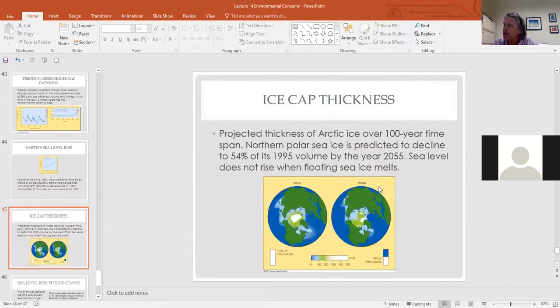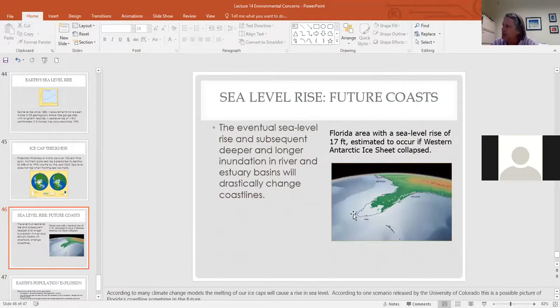So, you know, we have speculation. But the ice caps are thinning and sea level is rising. Here's an image of Florida. If the Western Antarctic ice sheet collapsed, 17 feet, all the area that's underwater here is less than 17 feet high sea level. So here in Florida, we have a special interest as to what happens to sea level in these ice caps.